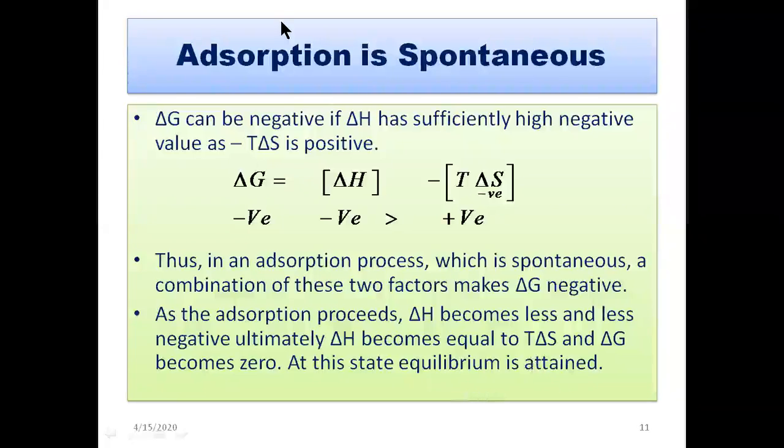If you remember, in chemical equilibrium, we have seen that at chemical equilibrium, delta G is 0. There is no change in Gibbs free energy. Why? Because the delta H magnitude is exactly equal to T delta S, such that at equilibrium, delta G becomes 0. I think we know this. We have learned it in chemical equilibrium.